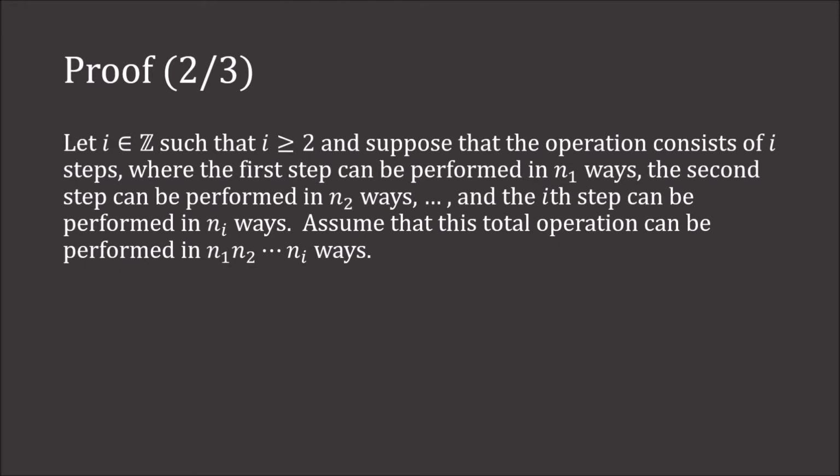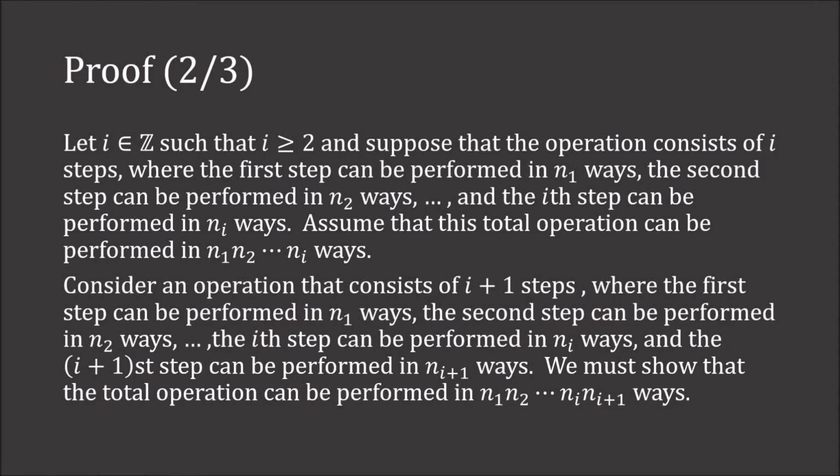Now let i be an integer such that i is greater than or equal to 2, and suppose that the operation consists of i steps, where the first step can be performed in n1 ways, the second step in n2 ways, and so on, and the ith step in ni ways. Furthermore, let's assume that this total operation can be performed in n1 times n2, and so on, times ni ways. Now consider an operation that consists of i plus 1 steps, where the first step can be performed in n1 ways, the second in n2, and so on, the ith in ni ways, and the i plus first in n(i+1) ways.